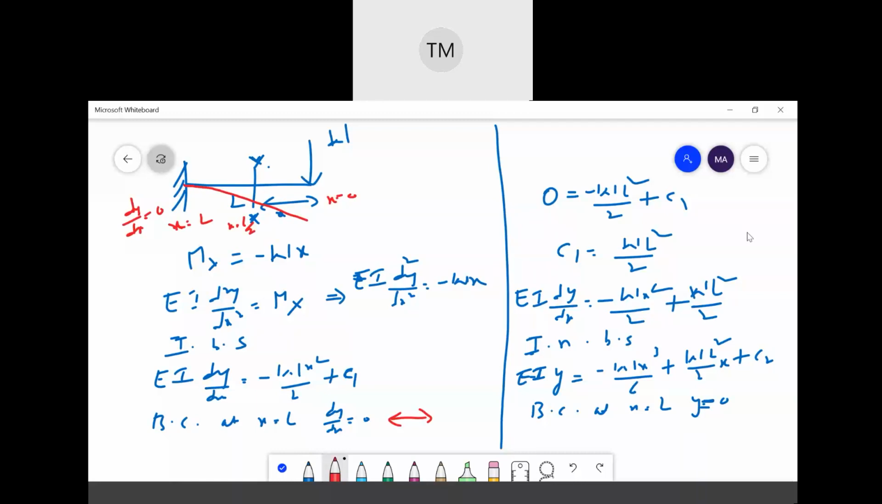Again at x is equal to L, the slope and deflection will be 0. We are applying these boundary conditions. Then 0 is equal to minus w into L cube by 6 plus w into L cube by 2 plus C2. When you simplify this, you have to take the LCM here.